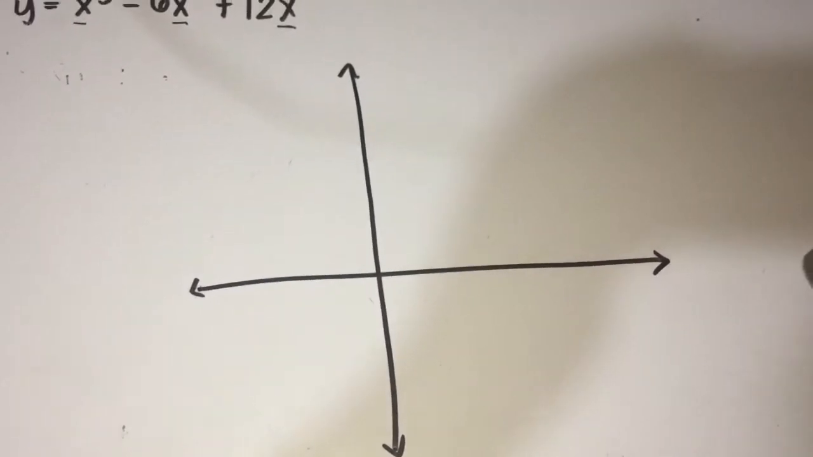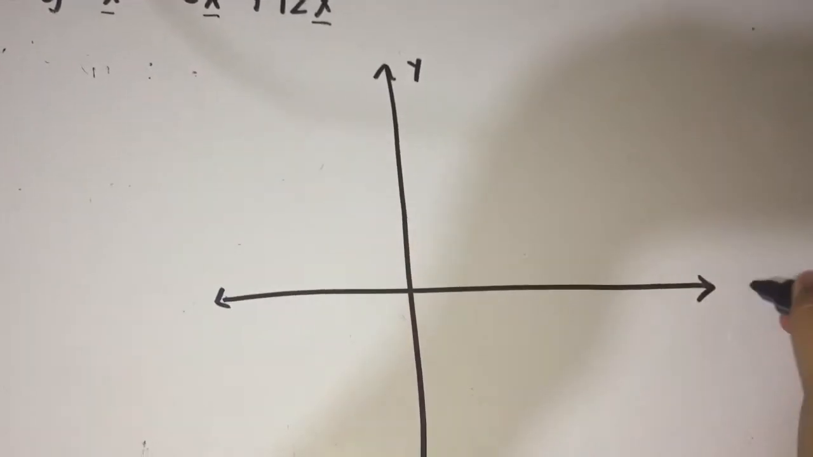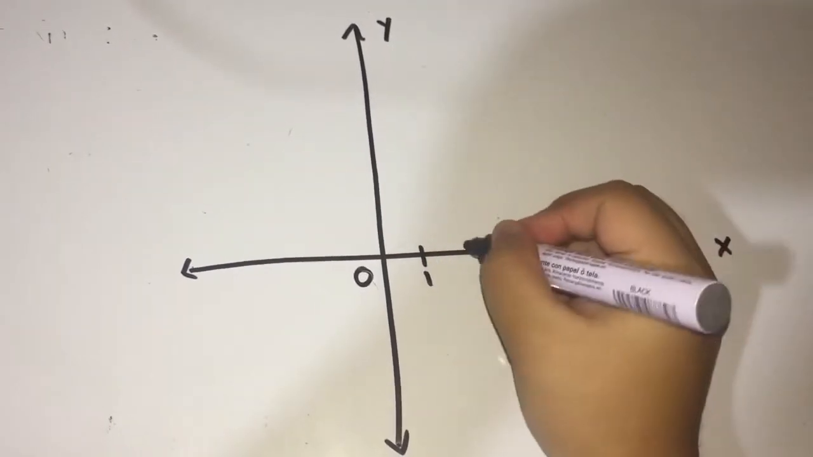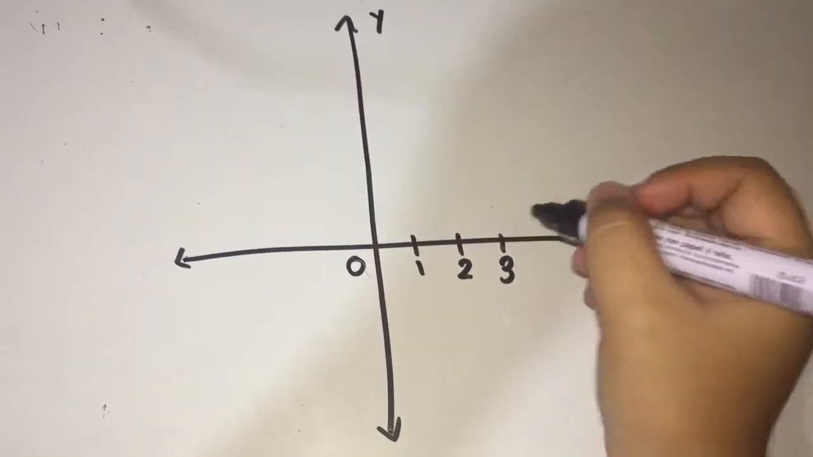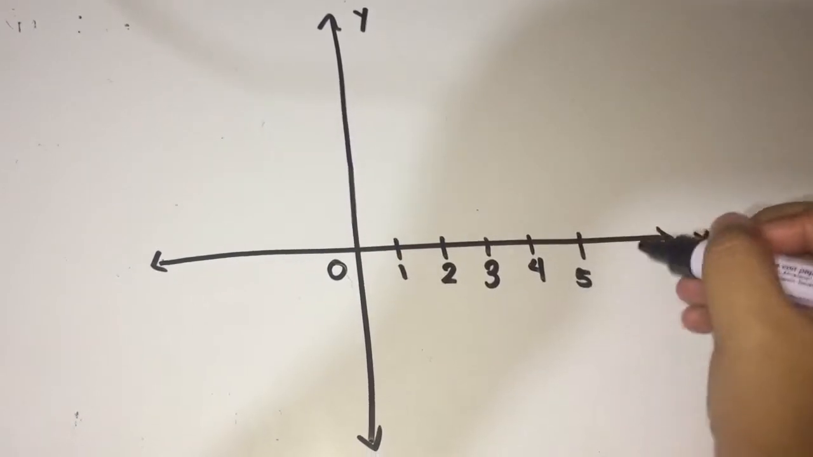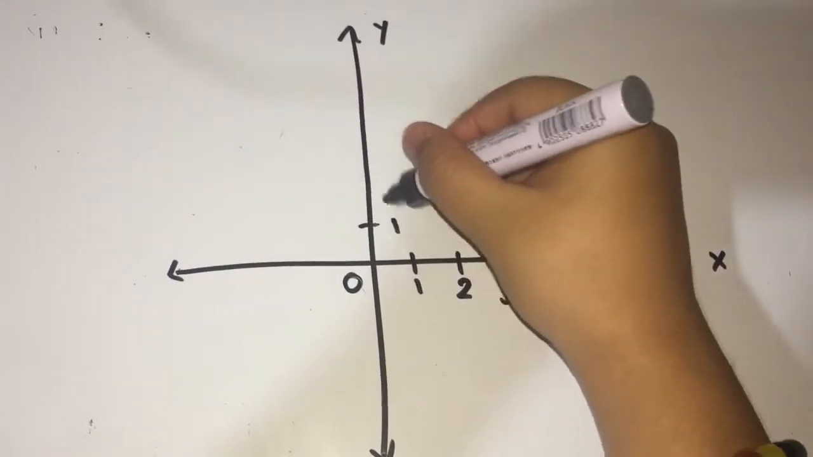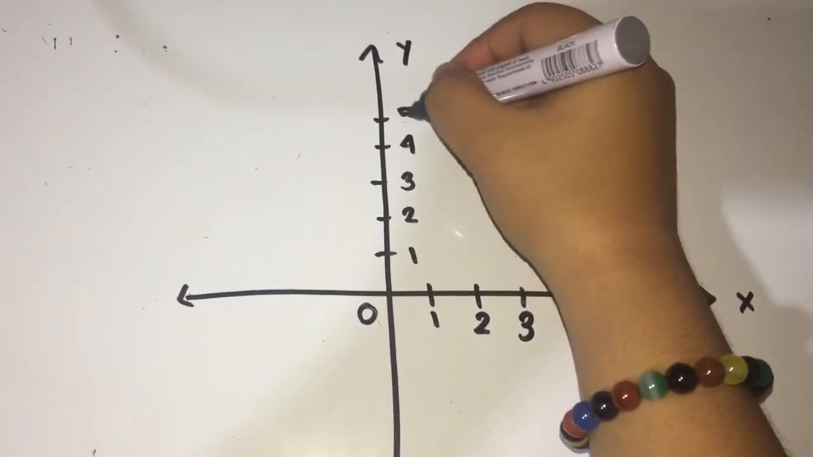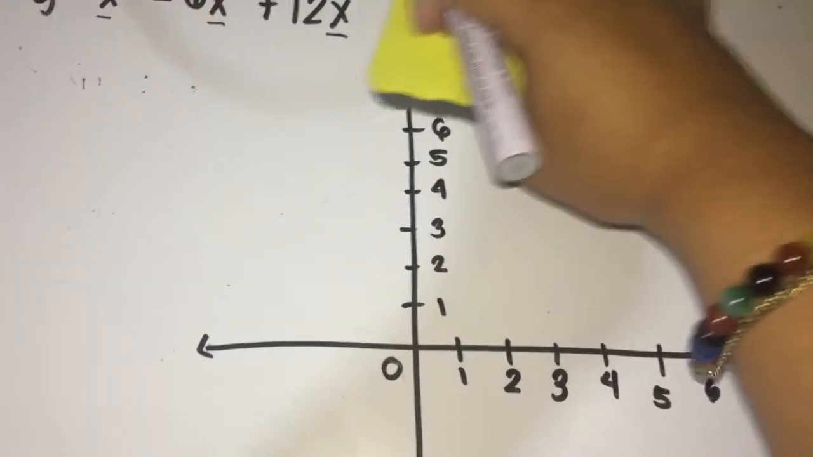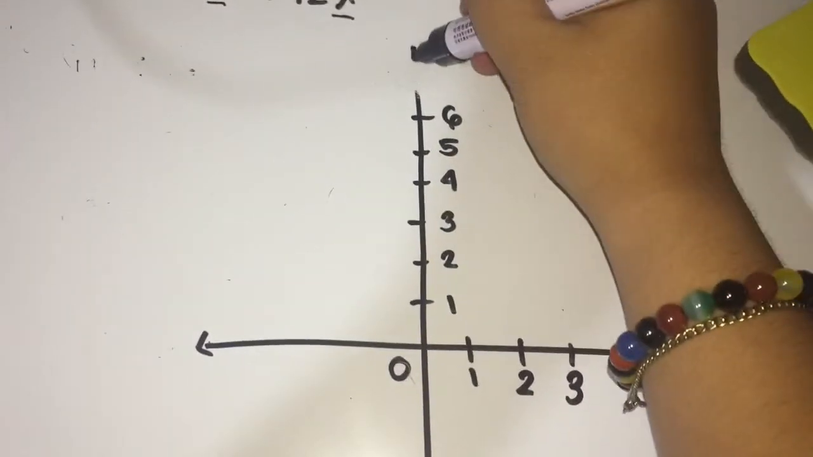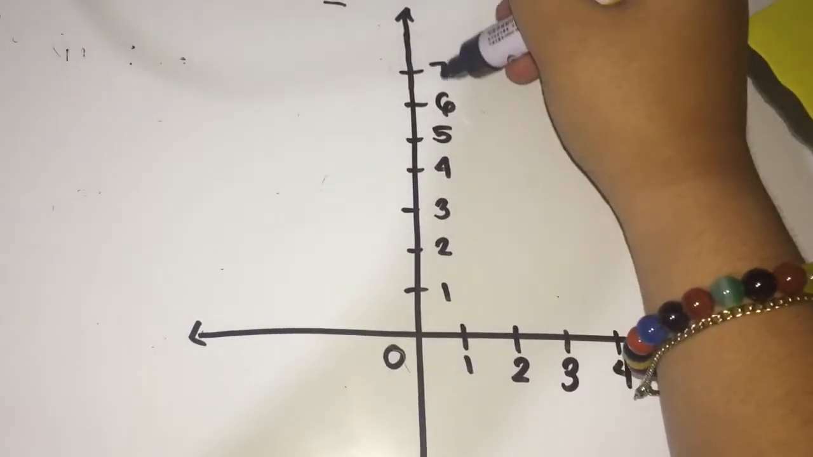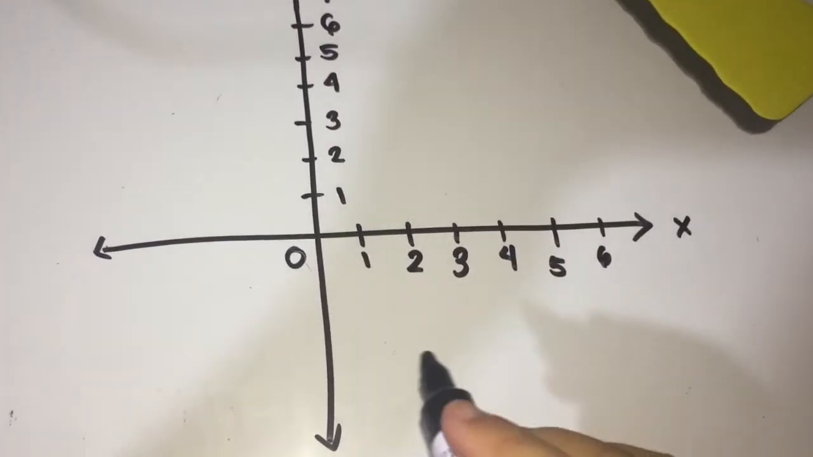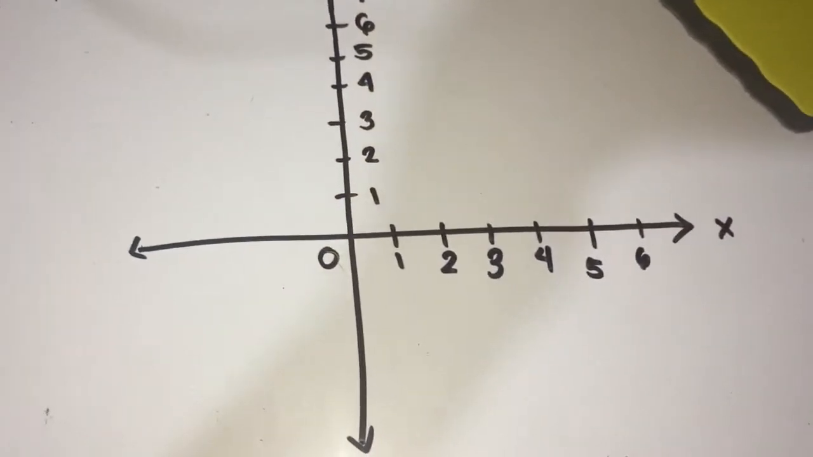How do we graph our function? So this is our y and this is our x. 0, 1, 2, 3, 4, 5, 6, and then 1, 2, 3, 4, 5, 6, 7, 8. So, how do we graph? Our x and y intercept is 0.